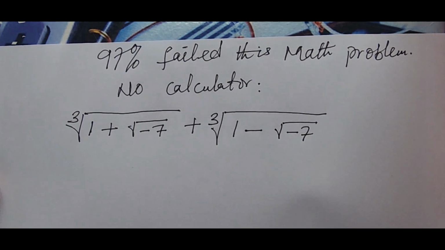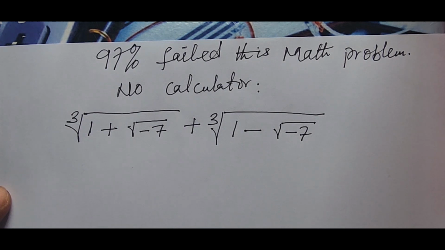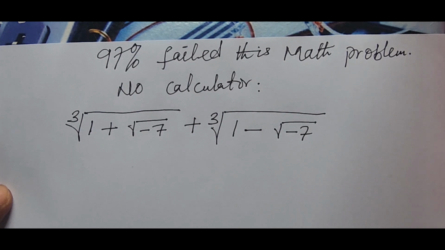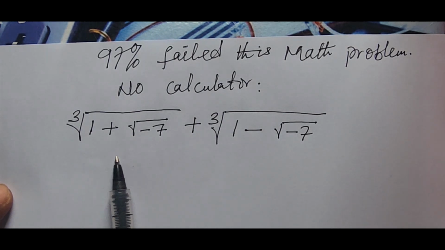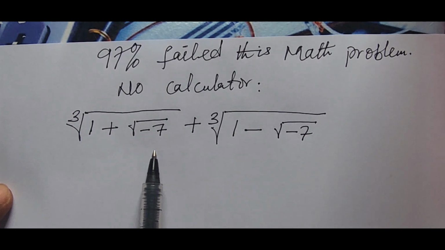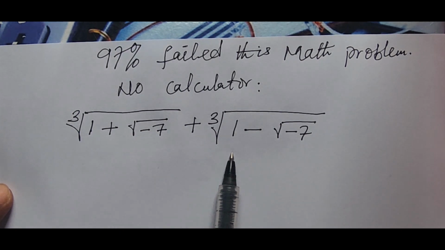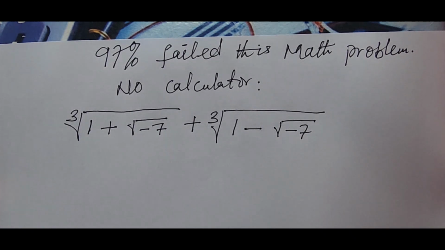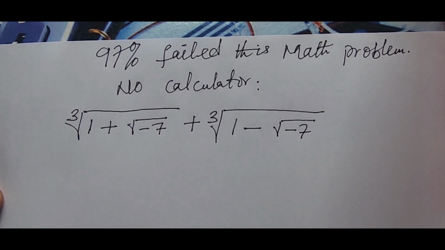Look at this question. Yeah, it's a tough one. And efficacy said 97% did this math problem. So without the use of calculator, simplify the cube root of 1 plus the square root of minus 7, plus the cube root of 1 minus the square root of minus 7. So how do we simplify this without the use of calculator?